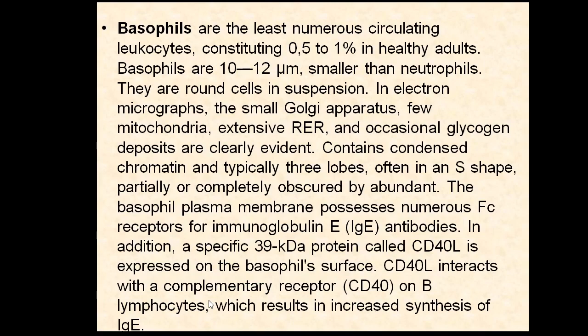A third class of granulocytes are basophils. Basophils constitute 0.5 to 1% in the leukocytic formula. Basophils are comparatively large, 10 to 12 micrometers. They are also round-shaped, have all organelles and a segmented nucleus. You see here the markers of this cell.